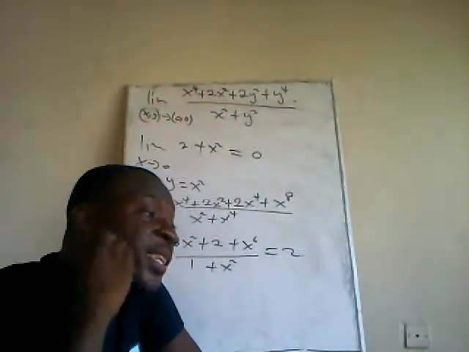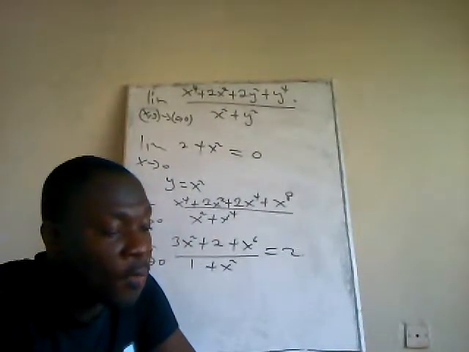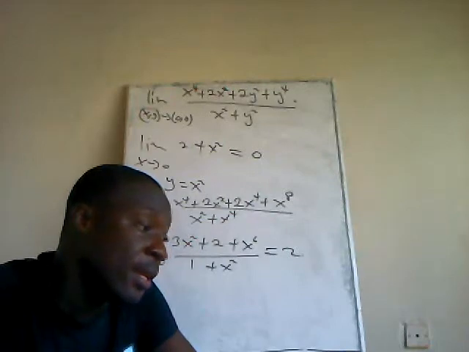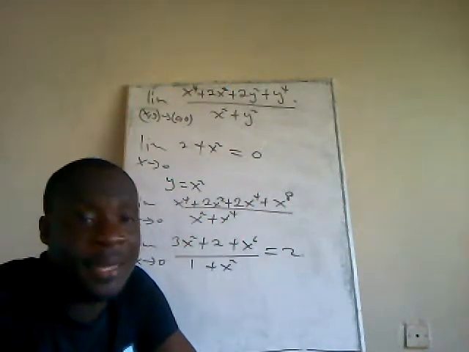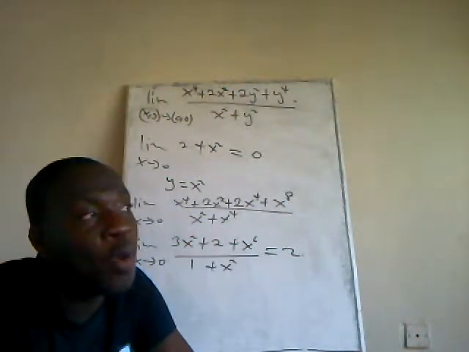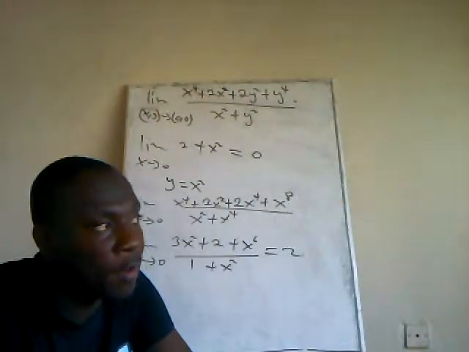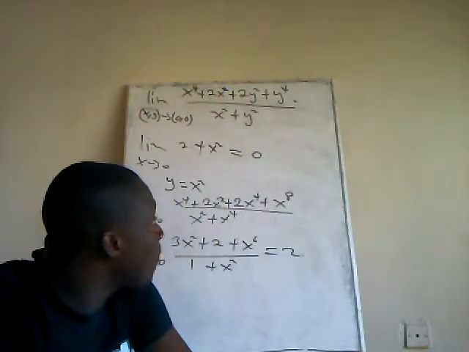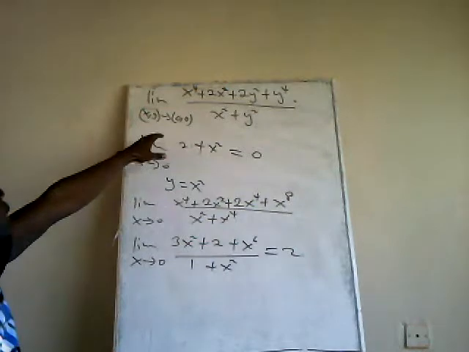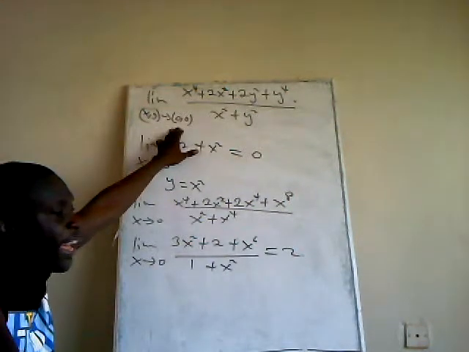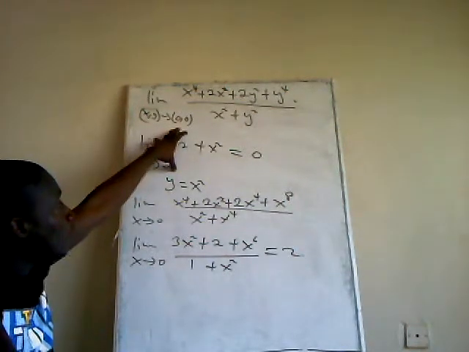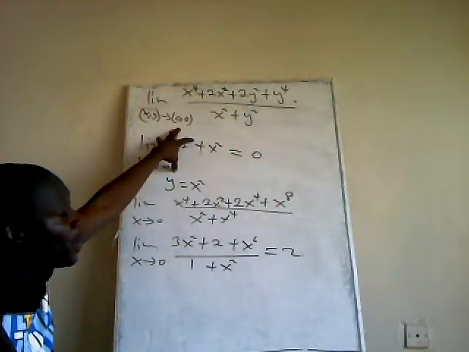For me, I always check around 4 or 5 lines. And if I get the same answer, then I'll use what I call epsilon delta to verify. You would agree with me that there are lots of lines that pass through the point (0, 0), and I can't check all of them. So I just pick like 4 or 5 or maybe 6.